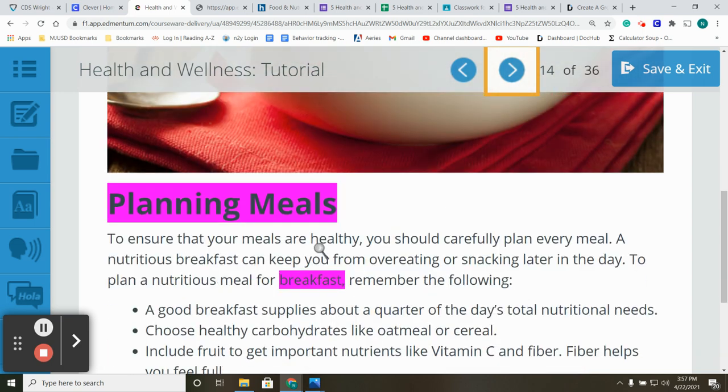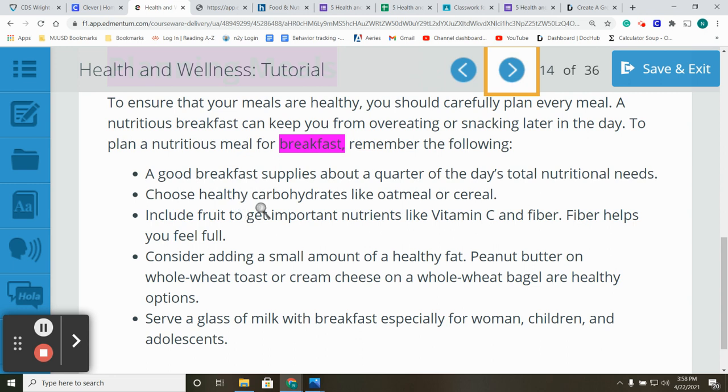Planning meals. To ensure that your meals are healthy, you should carefully plan every meal. A nutritious breakfast can help you from overeating or snacking later in the day. To plan a nutritious meal for breakfast, remember the following. A good breakfast supplies about a quarter of the day's total nutritional needs.